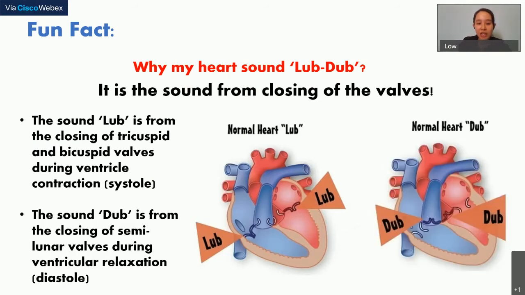How about the "dub"? The "dub" is the sound from the closing of the semilunar valve. When the ventricle relaxes, the blood from the atrium flows into the ventricle, and by that time the semilunar valve is closed. So lub dub, lub dub, lub dub, just like that. Cool, right?